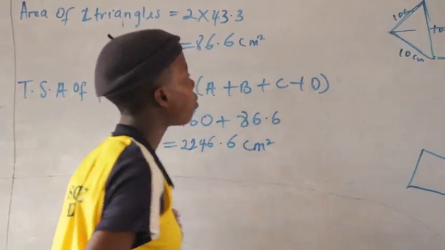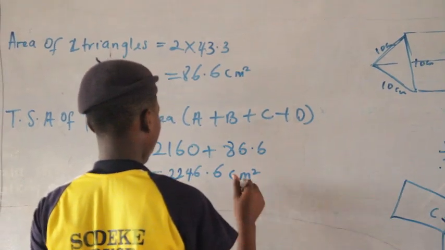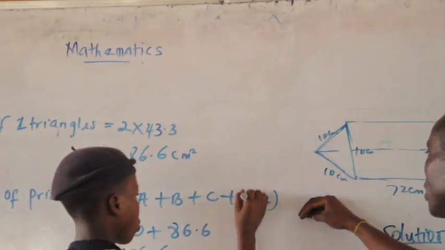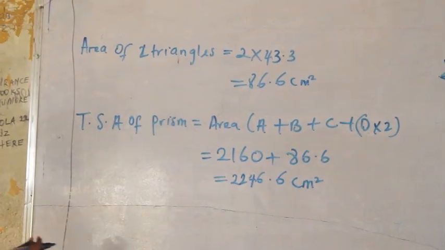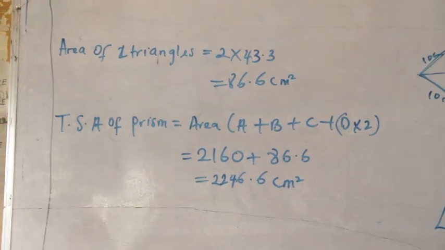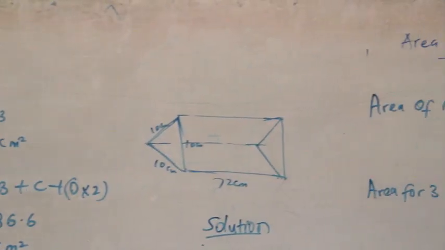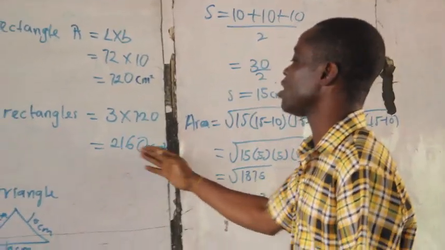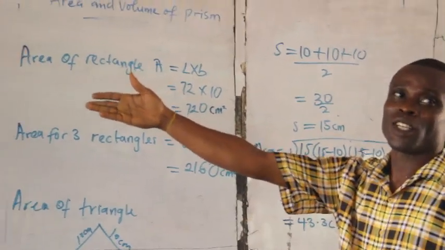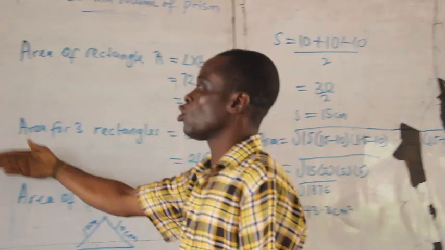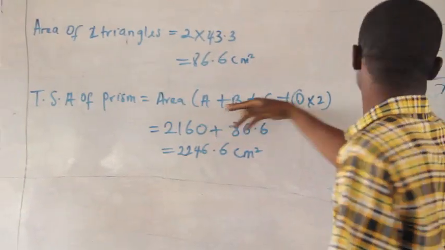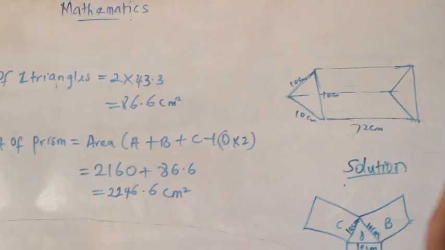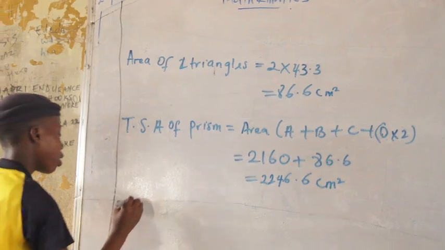centimeters. Please, is this the final answer? Please, before you continue, is that the final answer? Yes. Because I want to fault this formula here. A plus B plus C plus D times 2. But look at this thing. You have already multiplied area of rectangle by 3. So what you need to do is to just write total surface area of prism equals 2160. There's no need to state that again. You have already multiplied by 3. It's as if you want to start substituting again, 720 plus 720 plus 720, and you have multiplied by 3. Continue.